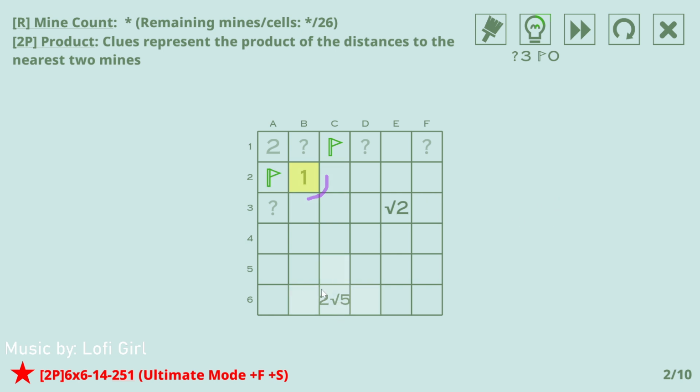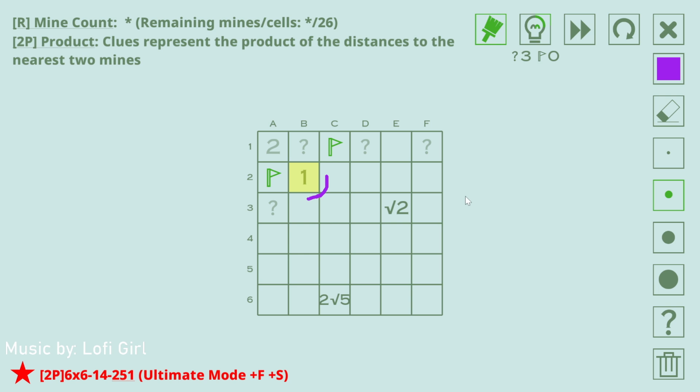Is it this 2 root 5? It might be, actually. But what is 2 root 5 even? It's root 20, and that is equal to root of 4 squared plus 2 squared, so root 16 plus 4. So how far away is that? That would be this. That would be this.